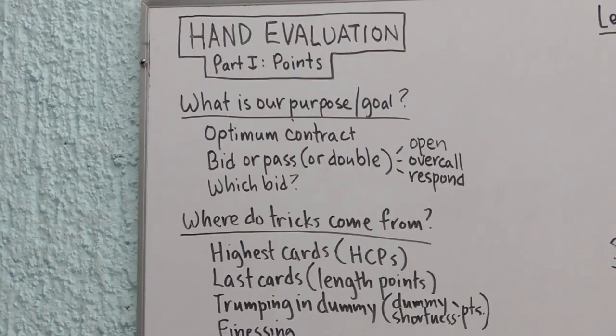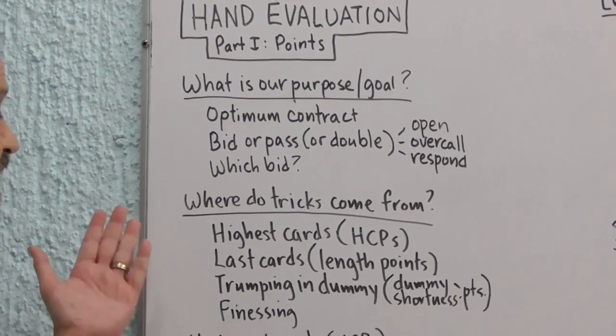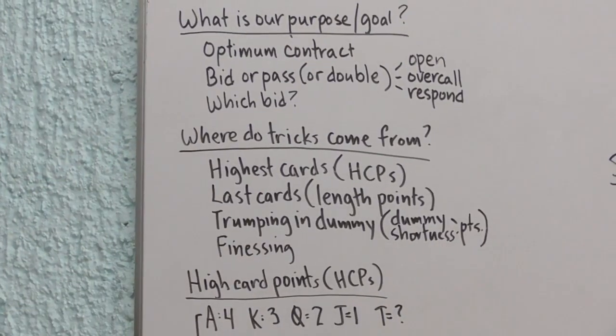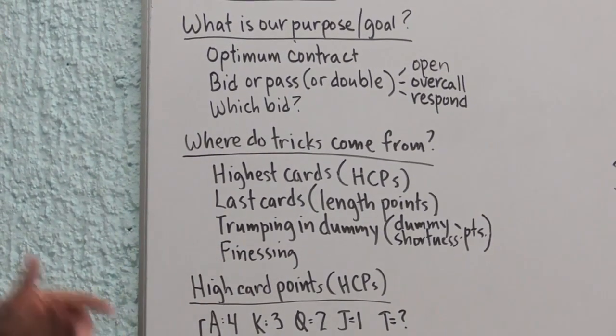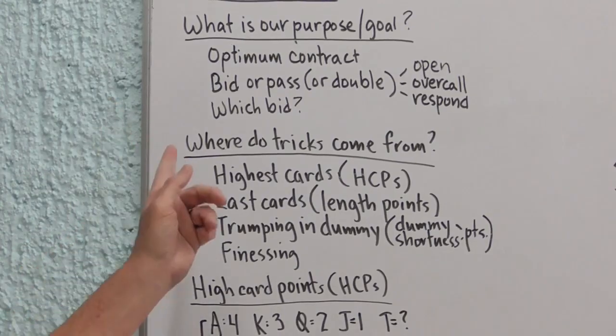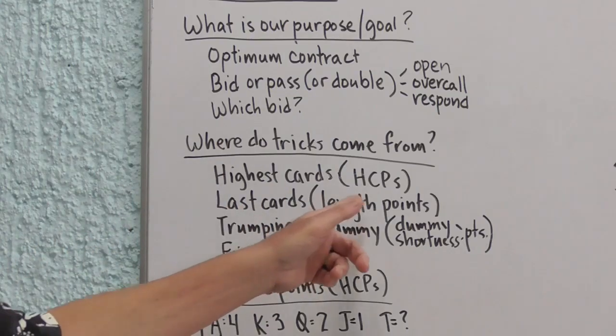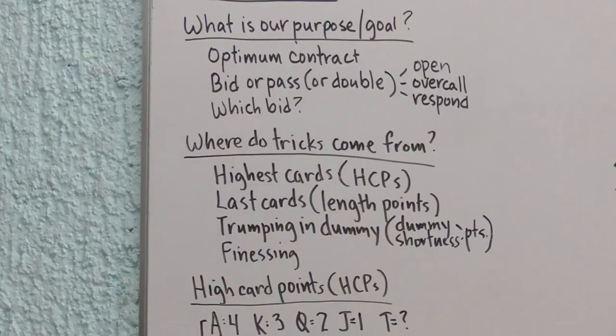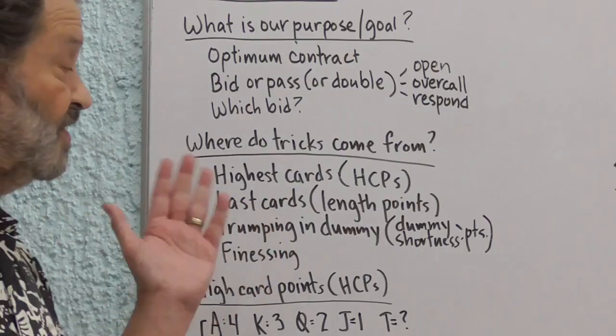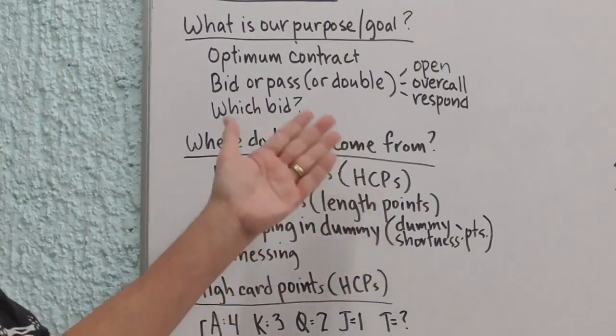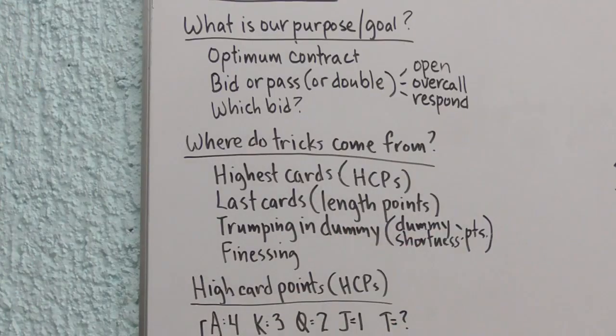First, we're going to consider, where do tricks come from? Well, unless it gets trumped, the highest card in the suit is going to win a trick. And high cards, aces, kings, and on down the line, are measured with what are called high card points. We also get tricks with the last cards in the suit. If everybody else has run out of that suit, we can continue taking tricks with the little cards. And for that, we award ourselves length points. We also manufacture tricks by trumping in dummy. And we call those shortness points or dummy points, by those names.